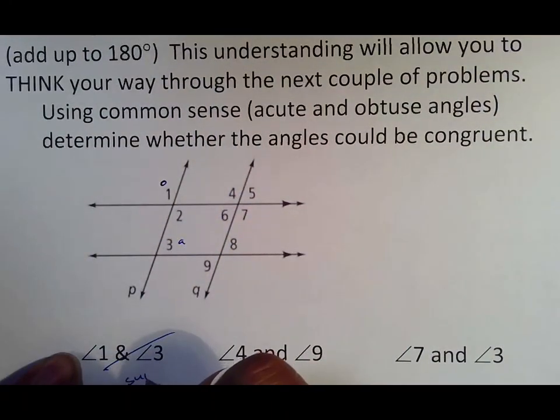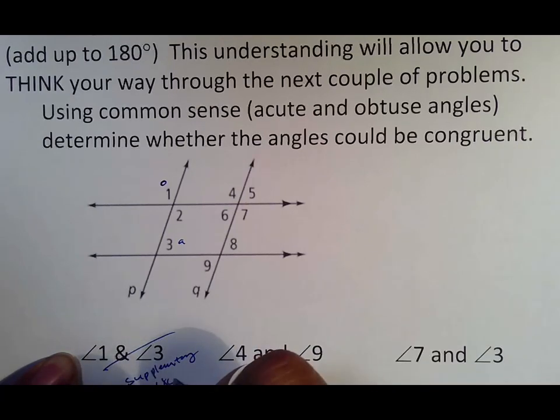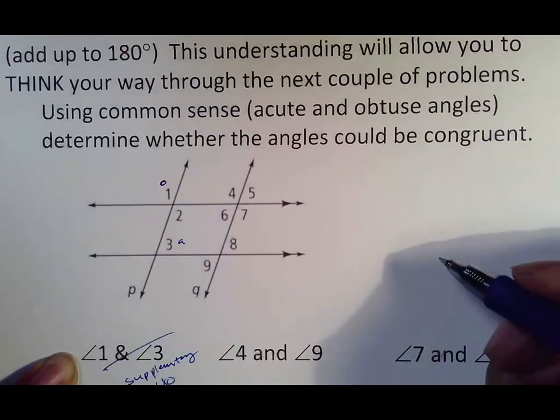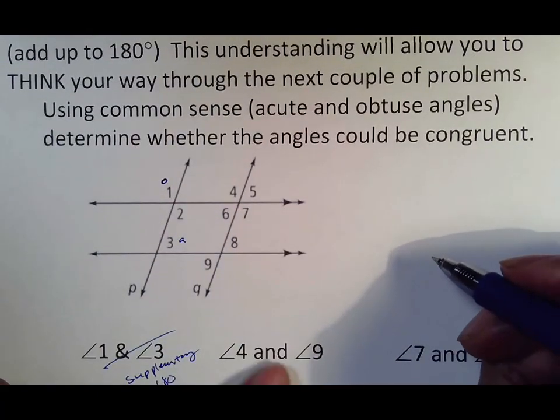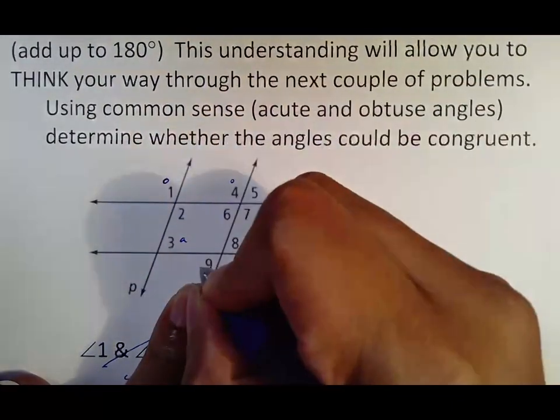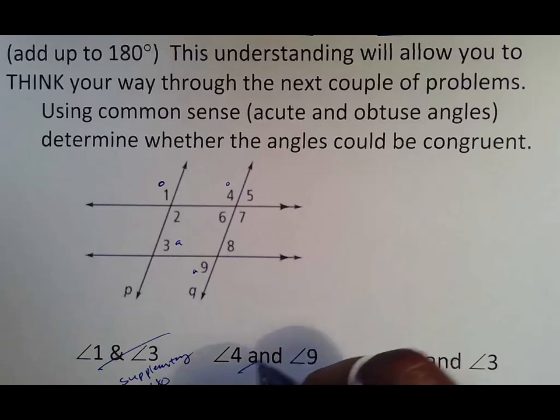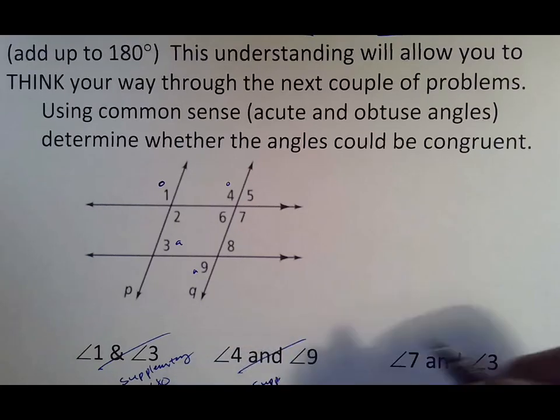No, these two would be, if anything, supplementary, sorry, forgive my writing, which means they add to be 180, which means these two things together should equal 180. What about 4 and 9? Well, 4 is blatantly obtuse because look at that angle. 9 is acute because look at that, it's smaller than 90, which means no, these two should also be supplementary.